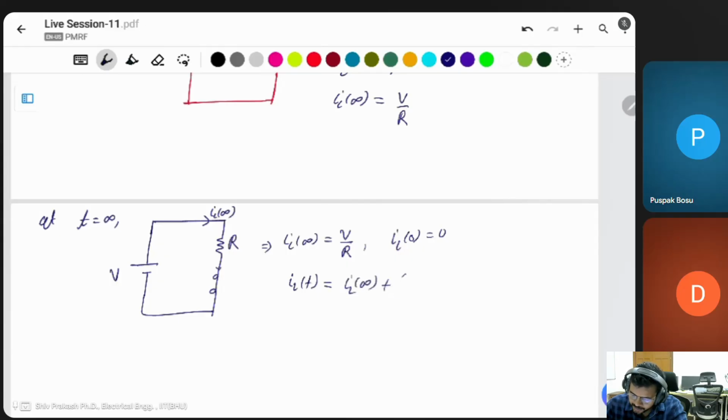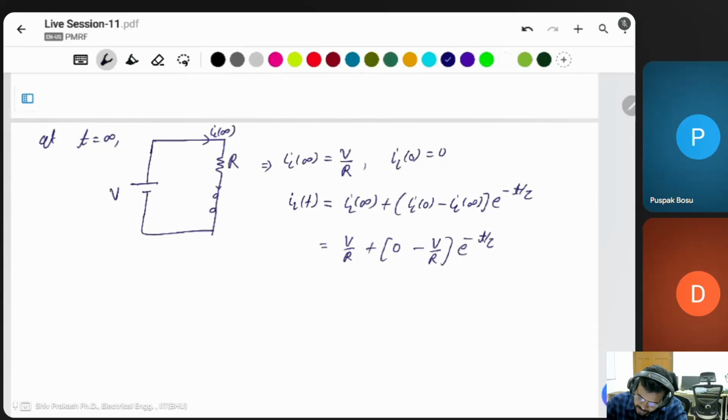IL(t) is equal to IL(infinity) plus [IL(0) minus IL(infinity)] e to the power of minus t by tau. Tau for the RL circuit is simply L by R. IL infinity is V by R, plus 0 minus V by R, e to the power of minus t by tau. So IL(t) is equal to V by R into 1 minus e to the power of minus t by tau.